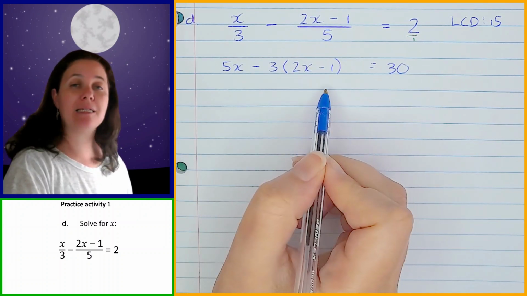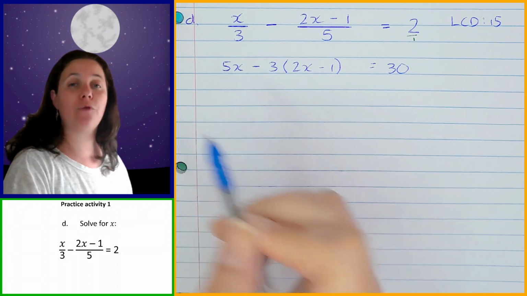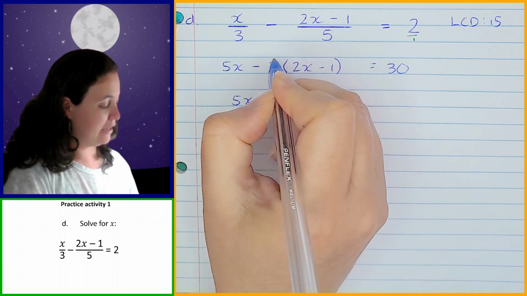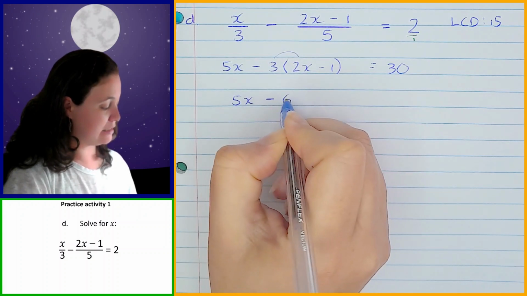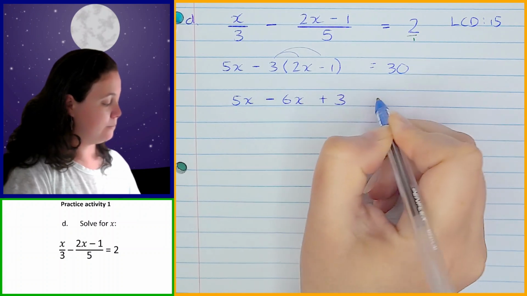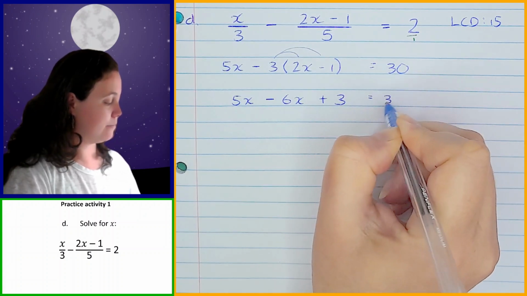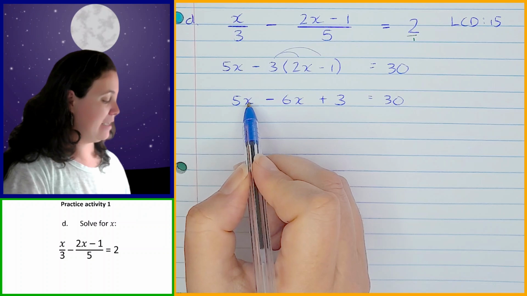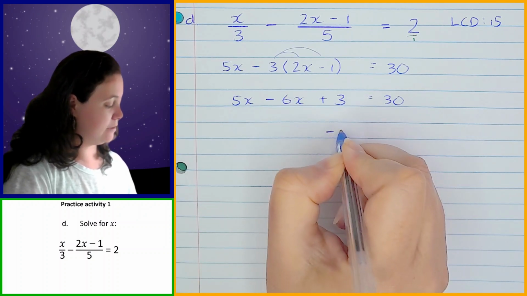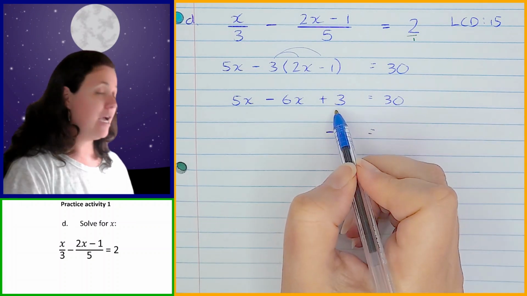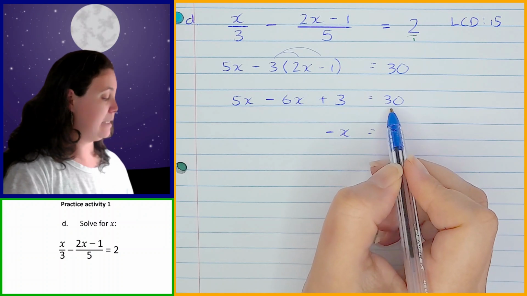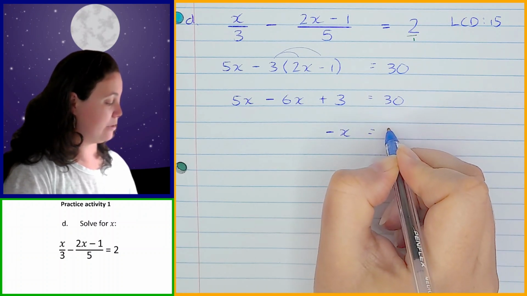So because I've got brackets, I first need to multiply those brackets out before I can go and solve. So I'm going to have 5x, then negative 3 times 2x is minus 6x, and negative 3 times negative 1 is plus 3, equals 30. Okay, so now on the left, I've got 5x minus 6x, and there are no other x's. That gives me negative x on the left, equals. Then I need to get rid of the 3 on the side, so I'm going to subtract 3 on both sides. So that gives me 30 minus 3, which is 27.